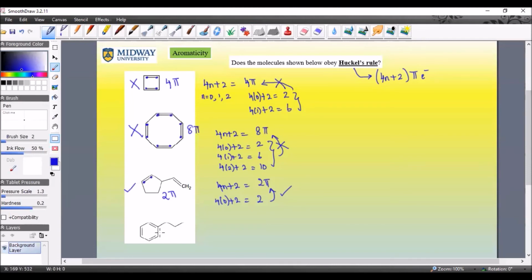Now again, same deal here. We got 2, 1, 2, 1, 2, 1, 2. So this is 6 pi, so we got 6 pi electrons. So 4n plus 2 equals 6 is what we want. So n equals 0, we know it's only going to give us 2. If we put 1, then we get 6 back. So yes, this does obey Huckel's rule, right? So that means only these two molecules obey Huckel's rule.